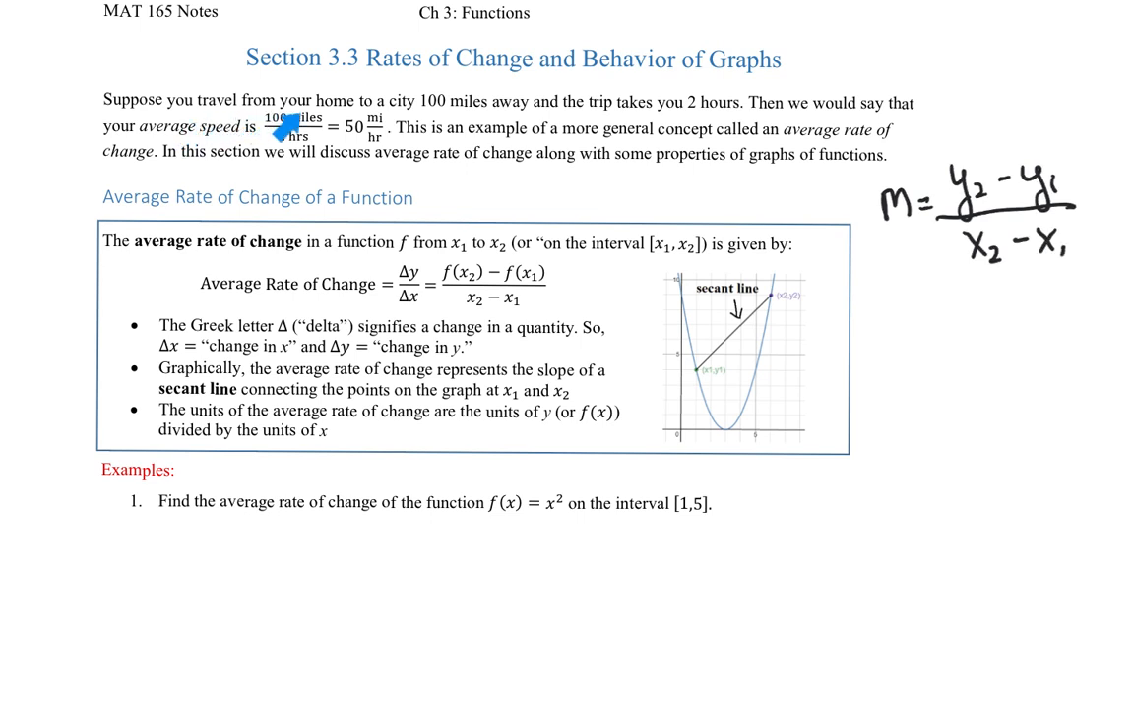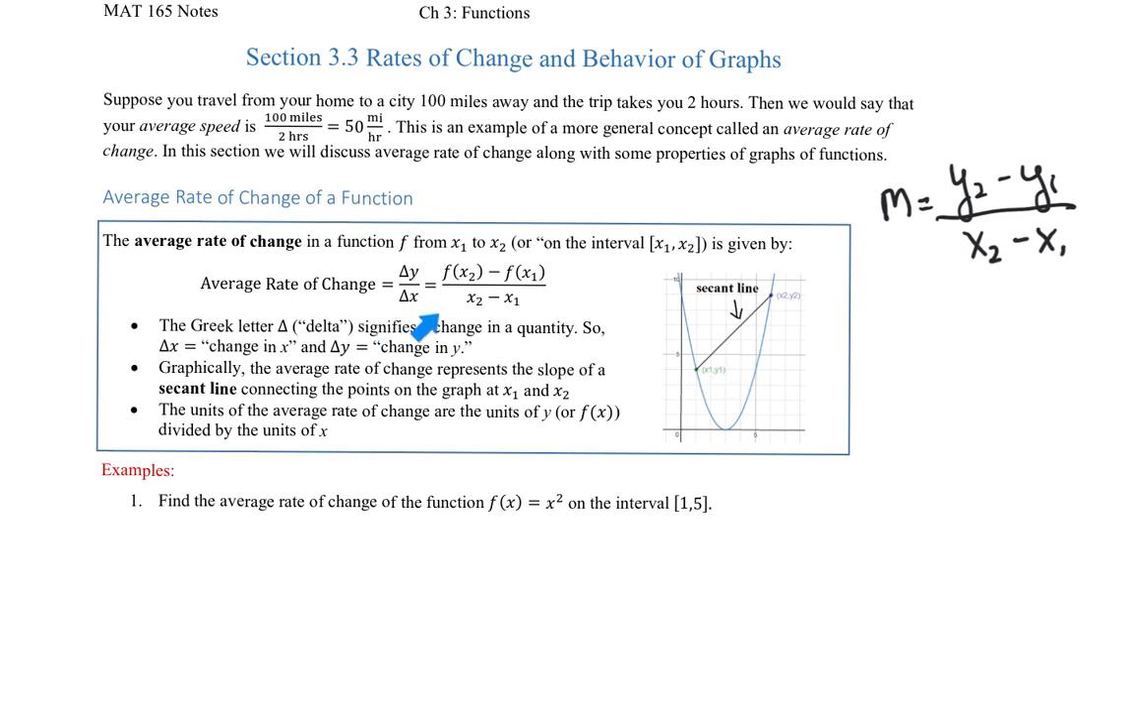Suppose you're to travel from your home to a city 100 miles away, and it takes you 2 hours of driving. That means your average speed would come out to be 50 miles per hour. This is an example of a rate of change. We can also apply the average rate of change between 2 points when we are graphing.